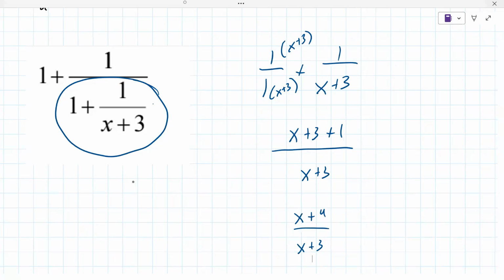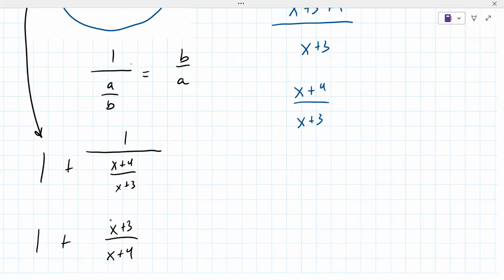Now the next thing is, so do you solve that part and then put it underneath the one and solve it? Exactly, that's where I'm going. When you have a 1 over a over b, this becomes b over a. So what you get is 1 plus 1 over x plus 4 over x plus 3. You flip it, and it becomes 1 plus x plus 3 over x plus 4.